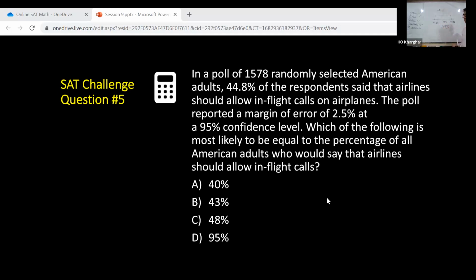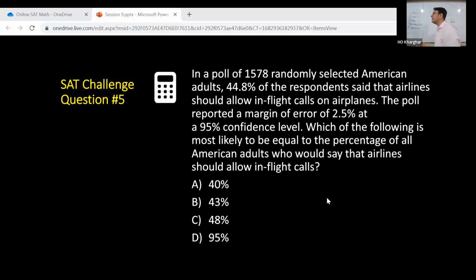But is it clear now? Yeah, it makes sense now. So if you do it on the entire American adults, then this is one of the possible. Which of the following is most likely? This is most likely among the four options. So wait, what type of question will they ask you for confidence level?